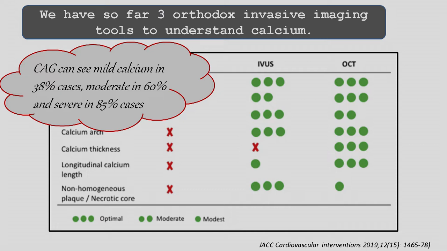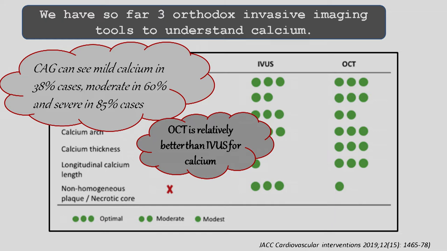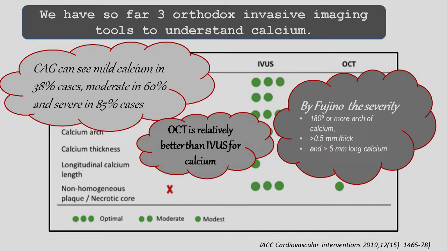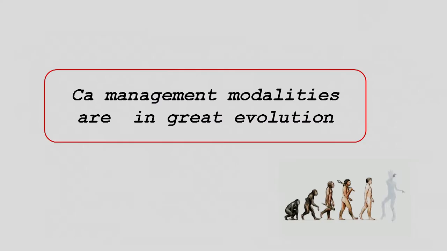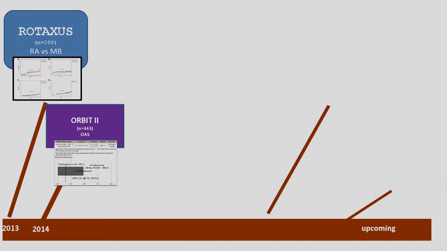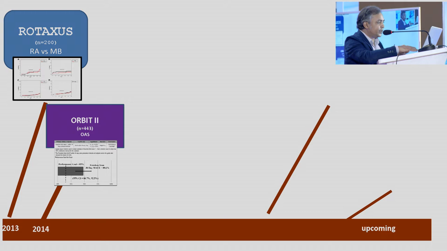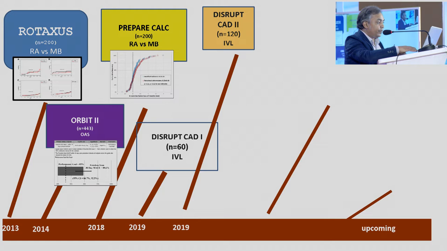OCT is obviously relatively better than IVUS, except in the ostial left main or somewhere. By OCT, the severity criteria are an arc of more than 180 degrees, more than 0.5 millimeter thickness, and more than 5 millimeter length. The modalities are in great evolution. The trials are not that many, because only for the last few years has calcium been in focus. Starting back in 2013, the ROTAXUS trial, then ORBIT 2, then PREPARE-CALC, DISRUPT CAD 1, 2 and 3, with 3 being the latest one with a 1 year outcome, and finally the CRUNCH registry.